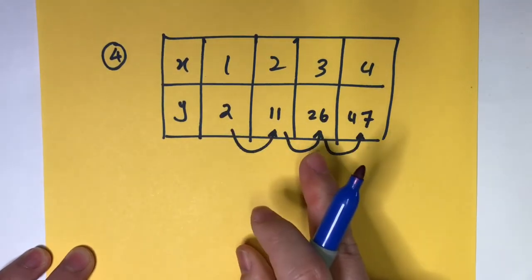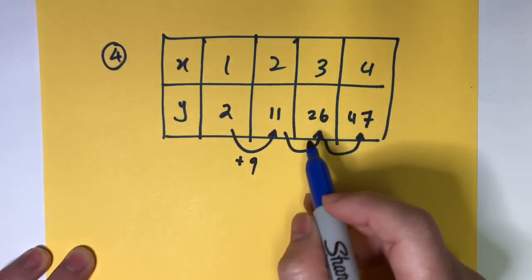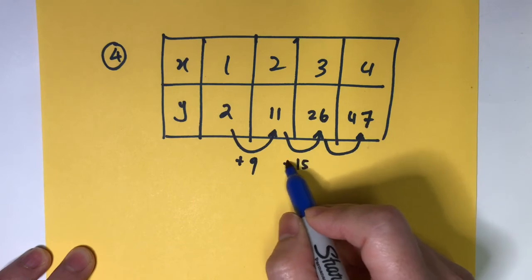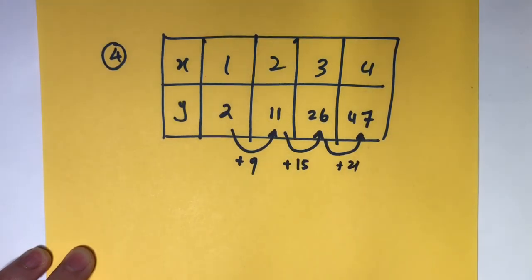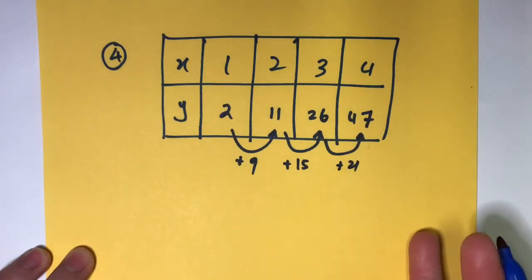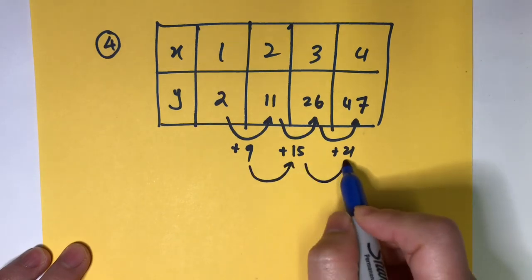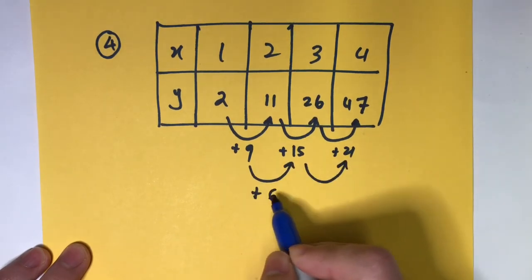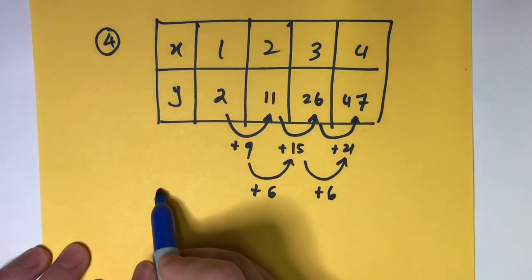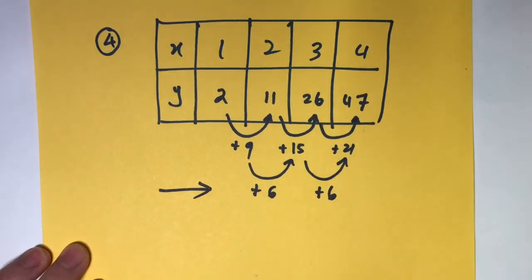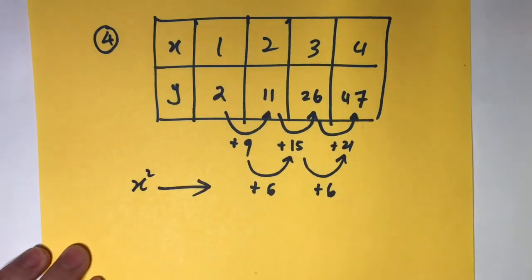So 2 to 11 has gone up by 9, 11 to 26, 15, 26 to 47, 21. Okay, so obviously we didn't really find the pattern here, but that's okay. We'll go to the next. Not a problem. 6. Yay, there you go. That's a 6. So I got the pattern in the second round, which means it's something squared, isn't it?